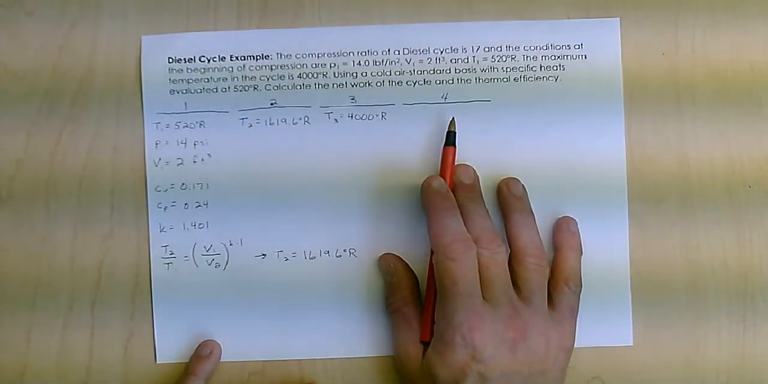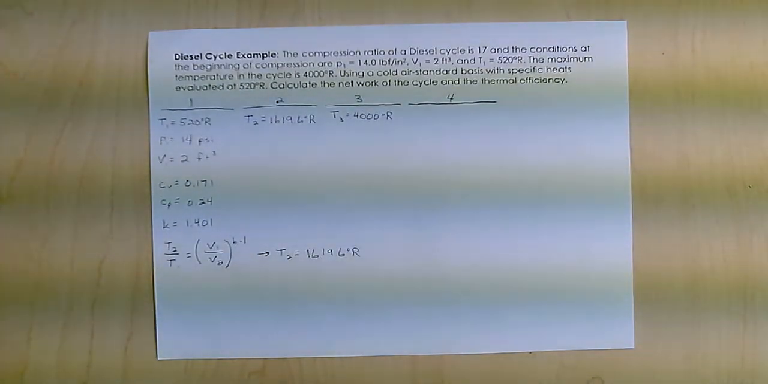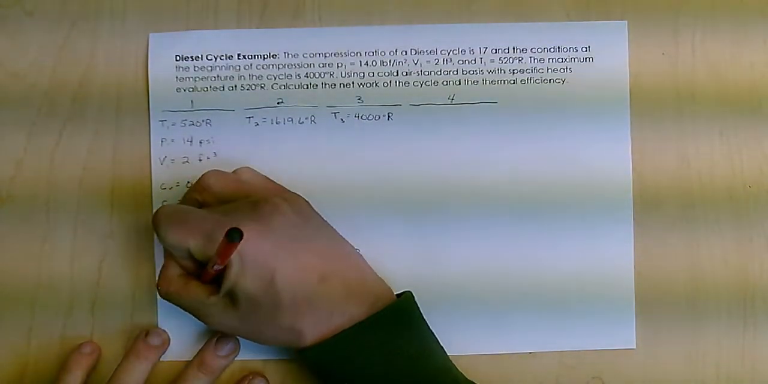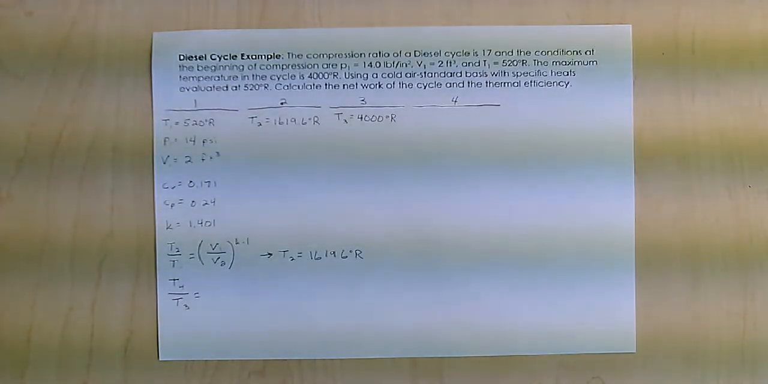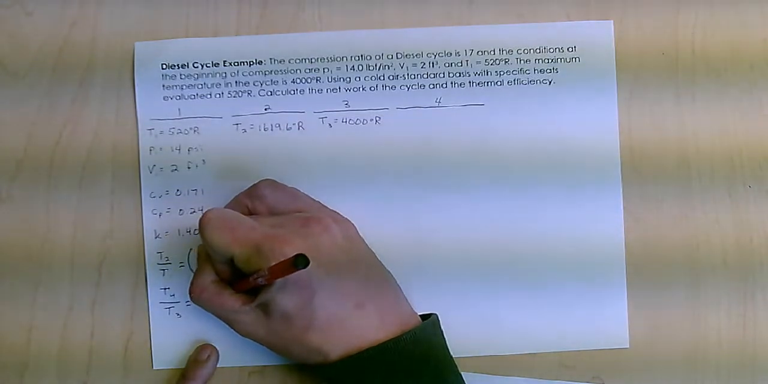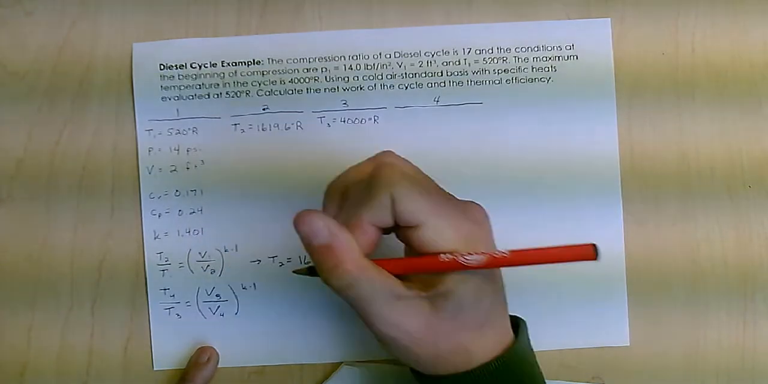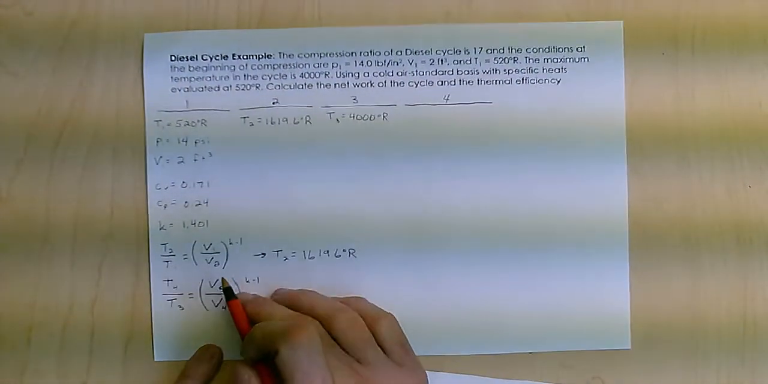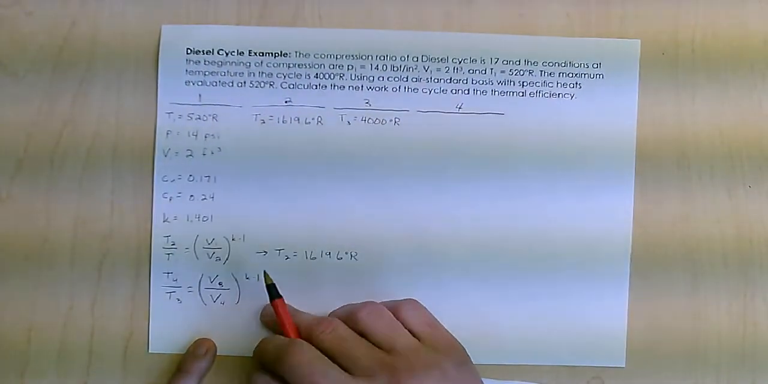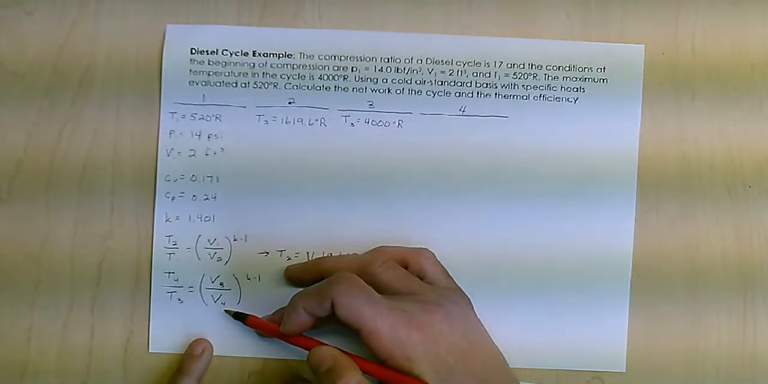I'm going to go to state 4 now. Okay, and by definition for the temperature ratio, T3 to T4, it's going to be V3 over V4 to the K minus 1. Just like what I had up here, because again, this is an isentropic process with a constant specific heat. But V3 over V4, I don't really know.